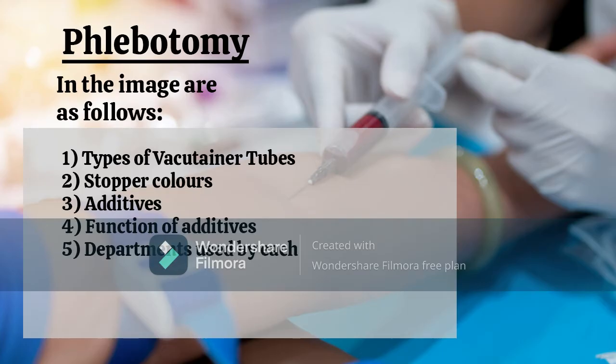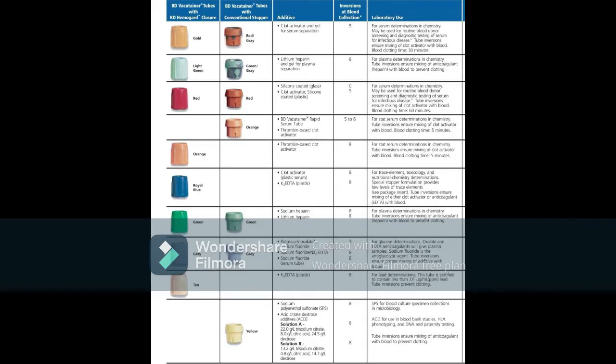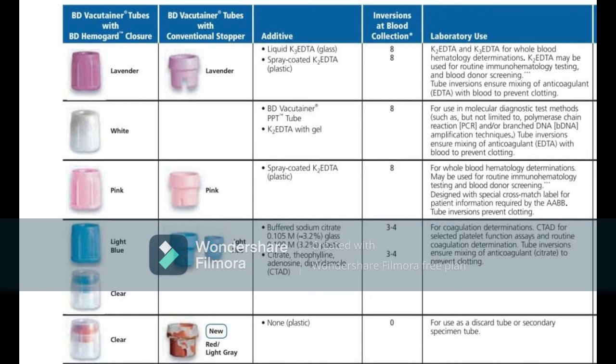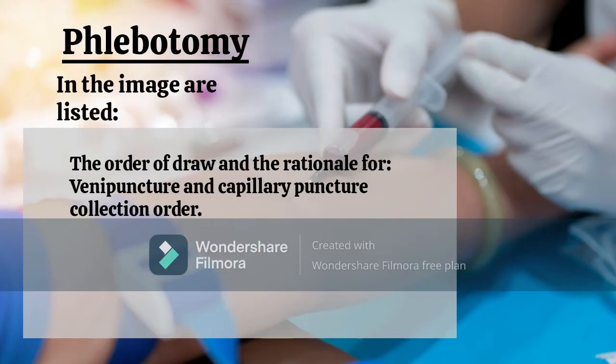In the image are as follows: 1. Types of vacutainer tubes. 2. Stopper colors. 3. Additives. 4. Functions of additives. 5. Departments used by each. In the image are listed the order of draw and the rationale for venipuncture and capillary puncture collection order.